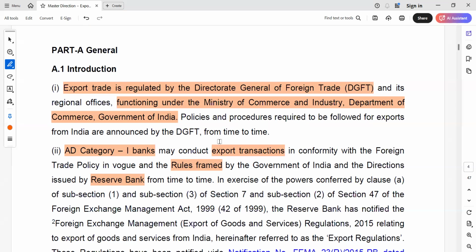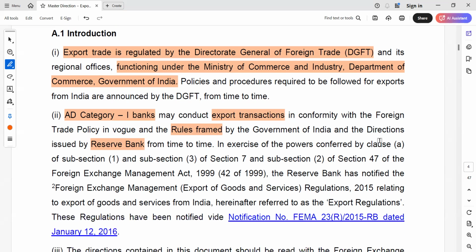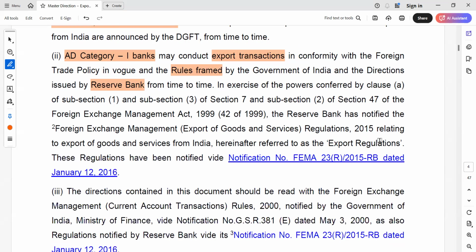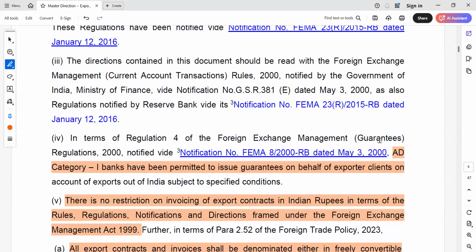That they have to see the guidelines of foreign trade policy and Government of India guidelines and direction issued by Reserve Bank of India. So based on this only, banks will be doing the transactions. Okay. So let's see which are the main points.